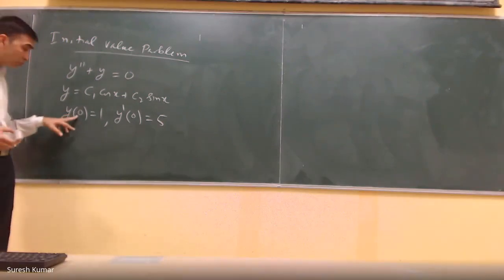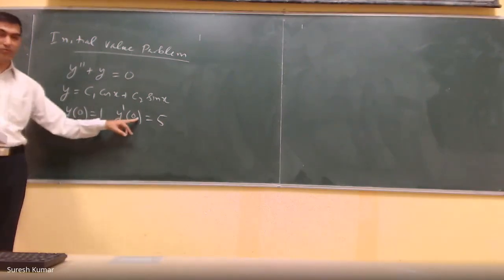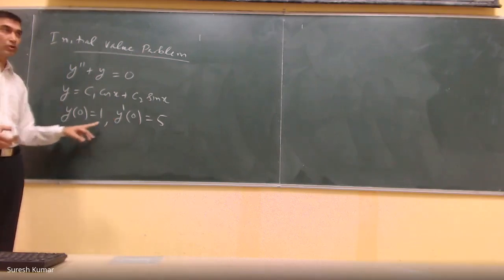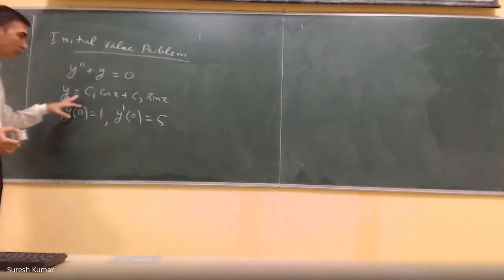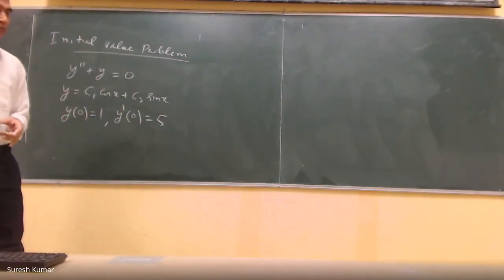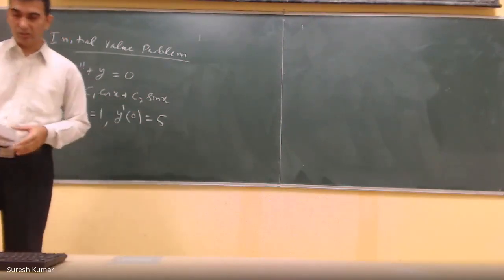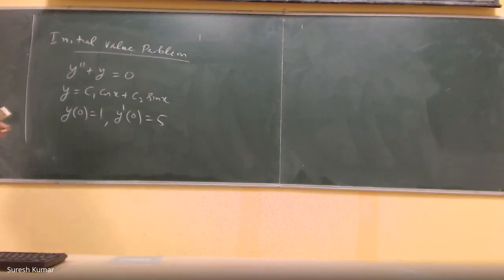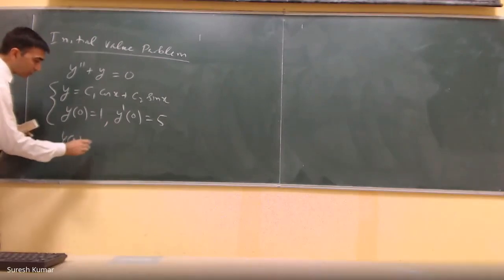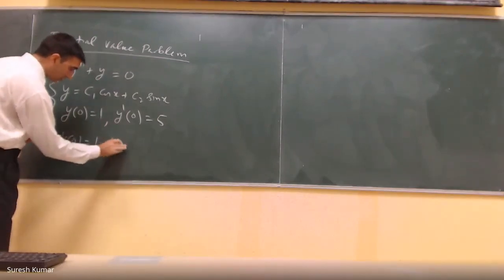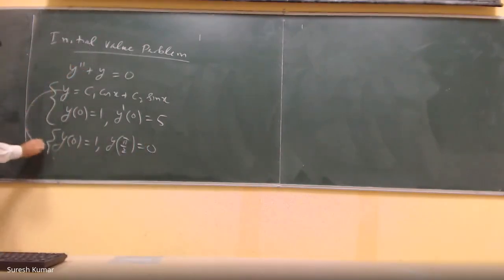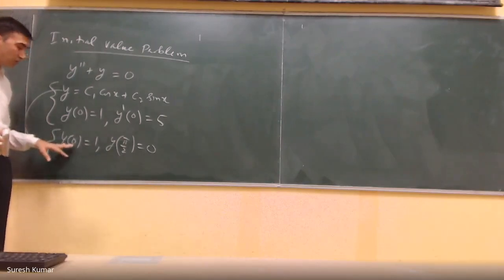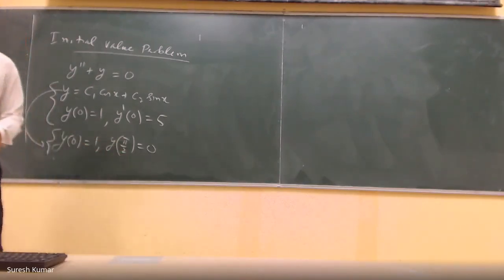But see carefully, both conditions are specified at a single point, 0. Okay, so if the conditions are specified at a single point to determine the particular solution or to determine the arbitrary constants in the general solution, then we'll say that it's an initial value problem. But if the conditions are specified, say something like this, y(0) equal to 1, y(pi/2) equal to 0. Now, this problem is a boundary value problem because the points are different now.